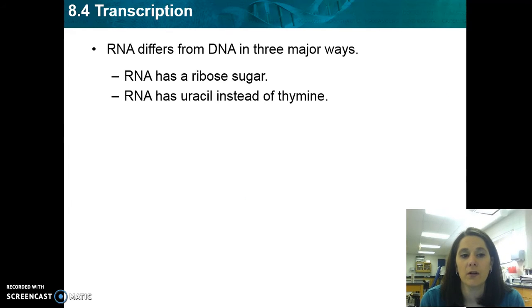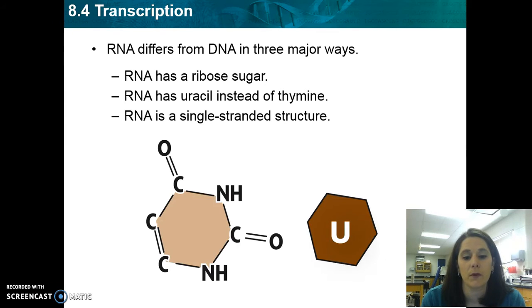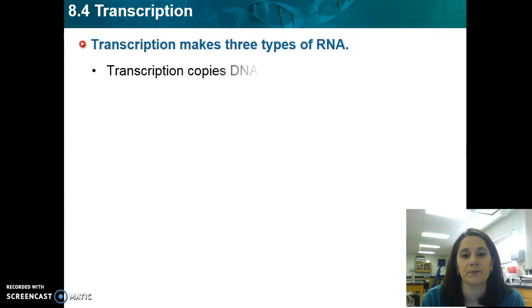How do they differ between RNA and DNA? RNA has a ribose sugar versus DNA has a deoxyribose sugar. RNA uses the nucleotide uracil, and DNA has thymine, so A is now going to pair with a U in RNA, and a T is not going to exist when we're talking about RNA. RNA is also one strand versus DNA would be a double strand. And that's what uracil would look like.